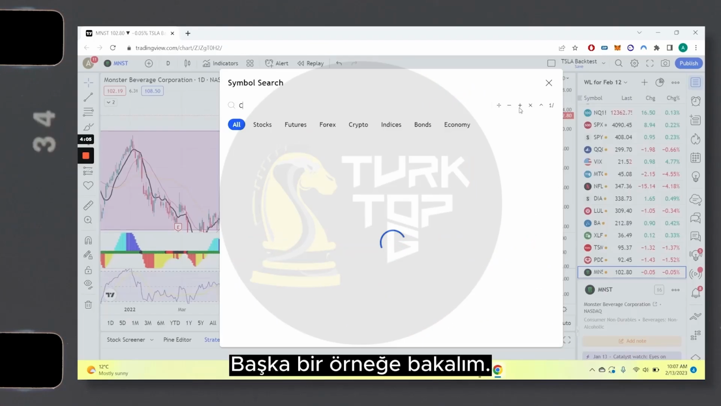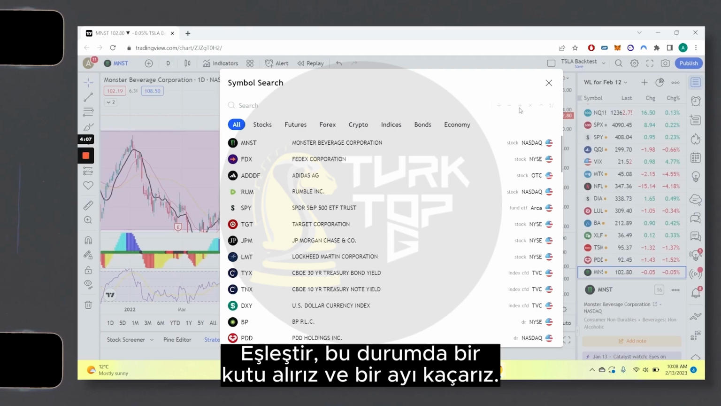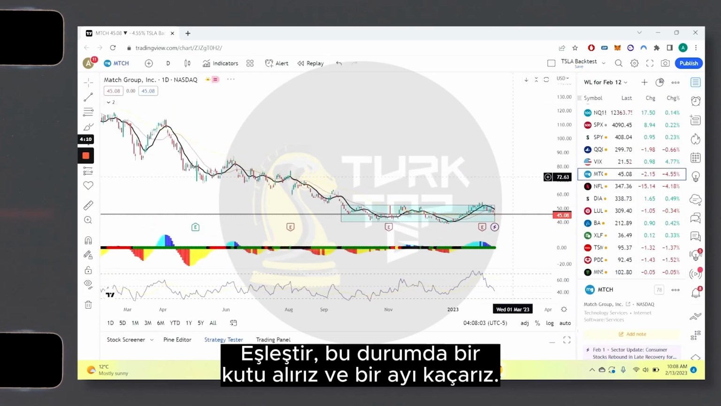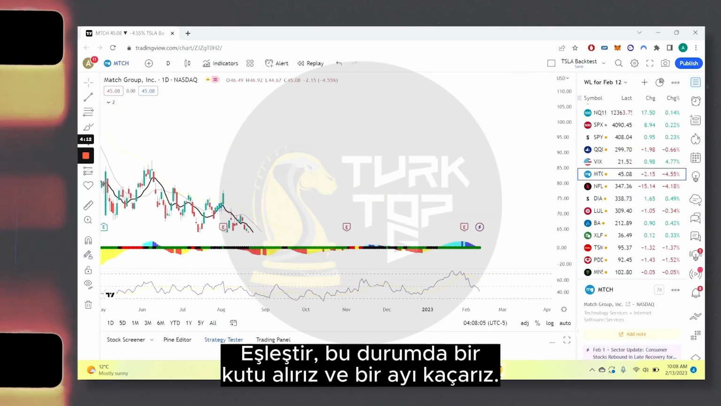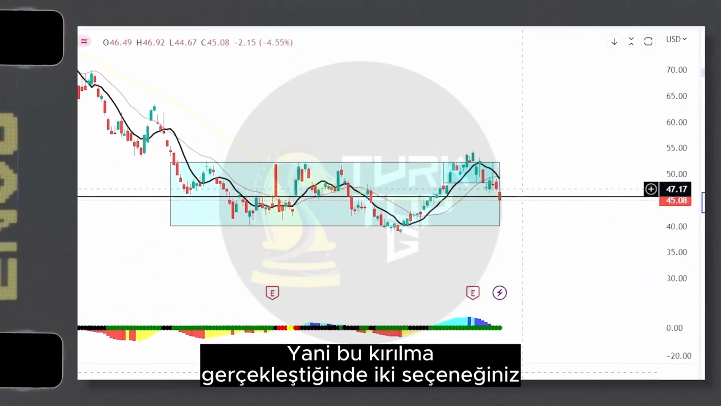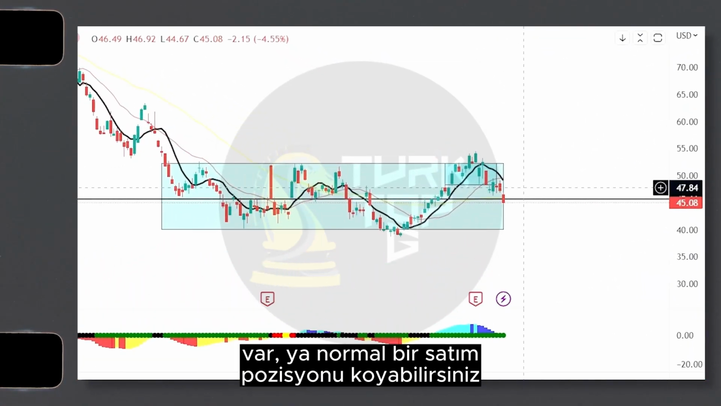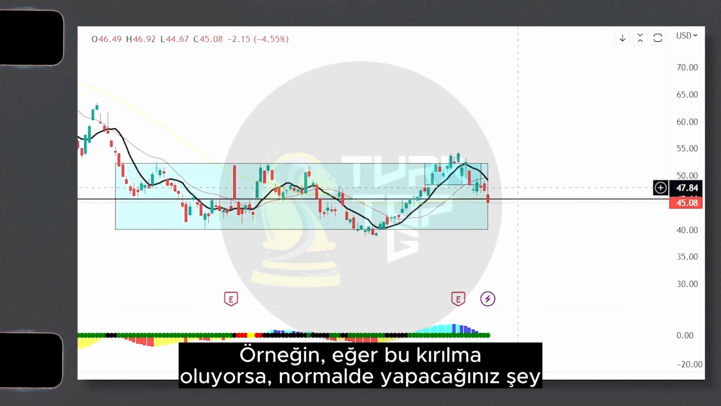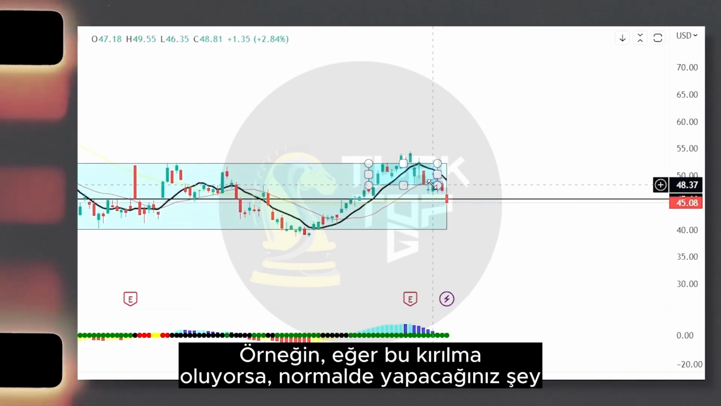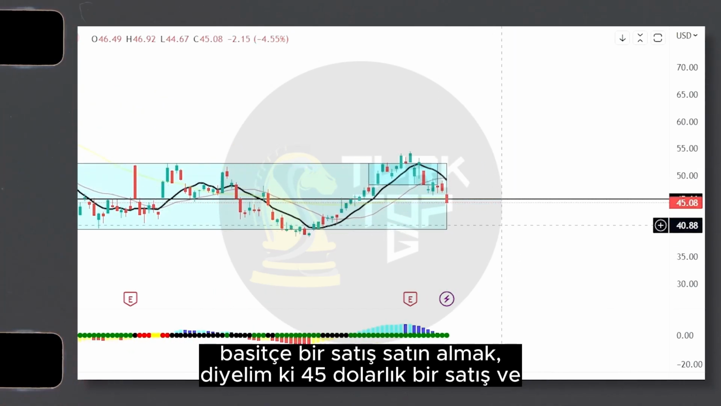All right, let's look at another example of match. So in this case, we get a box and we have a bearish breakout. So once this breakout happens, you have two options. You can either put a normal put position. So for example, if this breakout is happening, what you would normally do is simply buy a put of, let's say, a $45 put and just write.